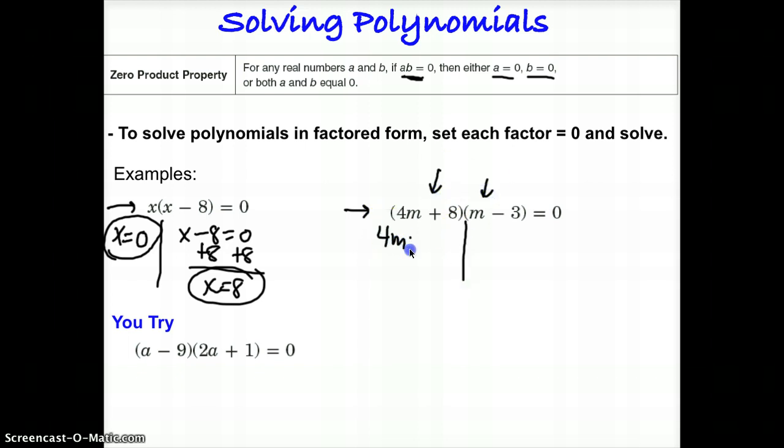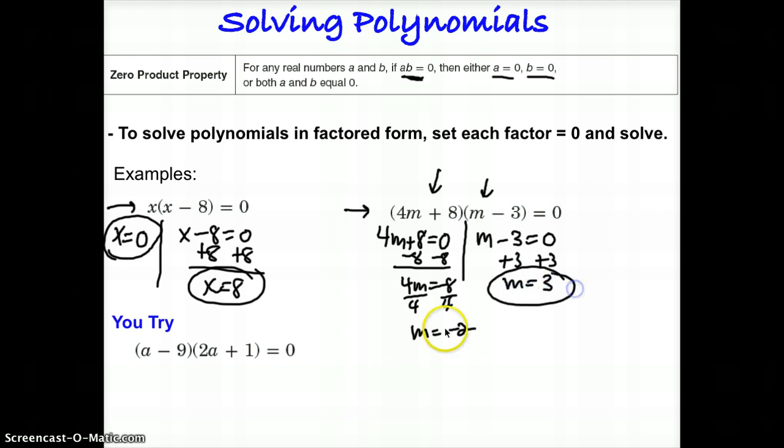So 4m plus 8 equals 0, or m minus 3 equals 0. On the left, when you solve, subtract the 8 and divide by 4, you get m equals negative 2. On the right, add 3, you get m equals 3. So two possible answers. There's a you-try. I'd like you to try that on your note sheet, and we will go over it tomorrow in class.